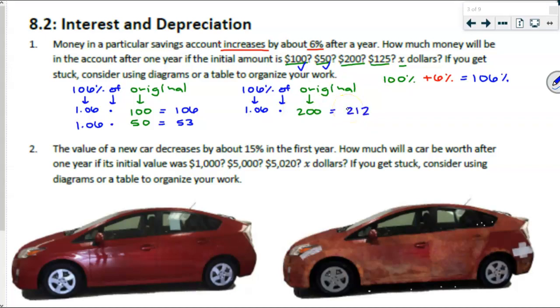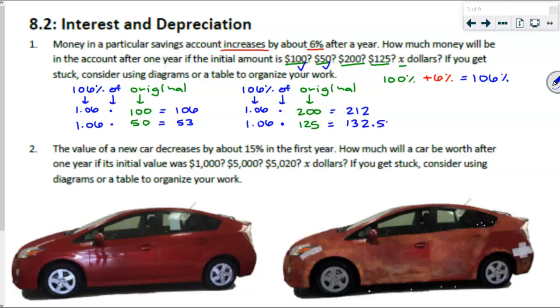$212. What if instead the original amount is $125? Notice the 1.06 isn't changing, right? 1.06 times the new amount now is 125. Type it into your calculator. What is that going to be, Aaliyah?